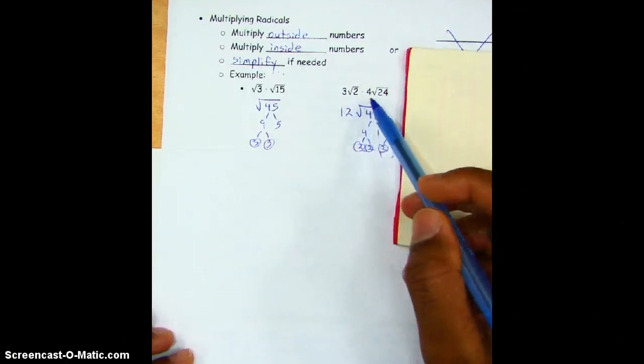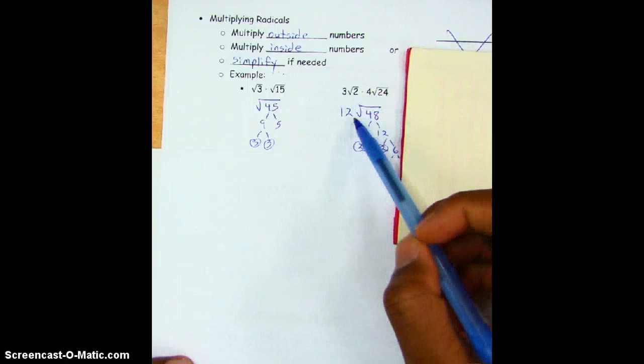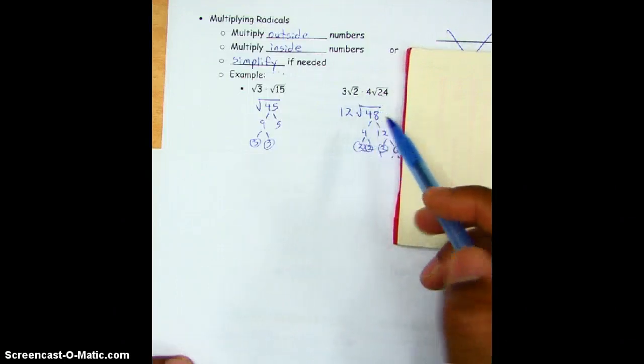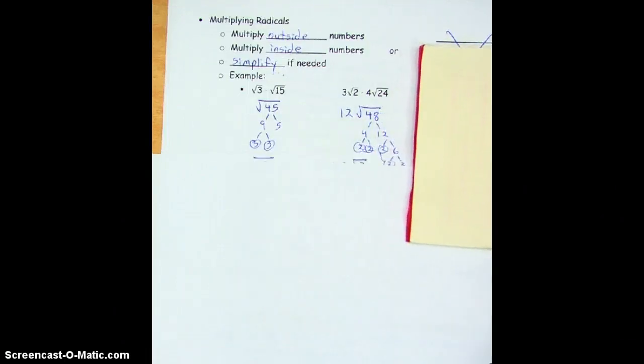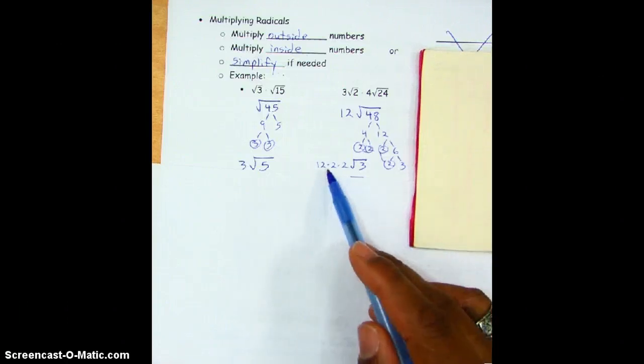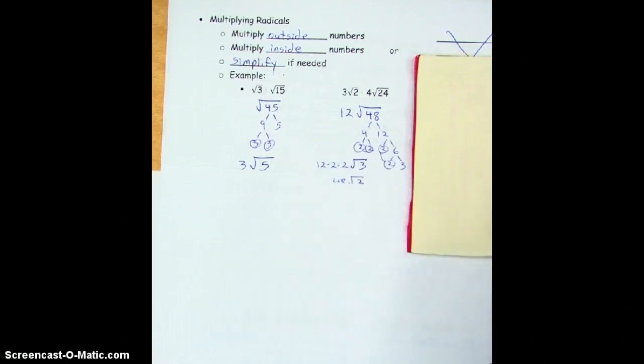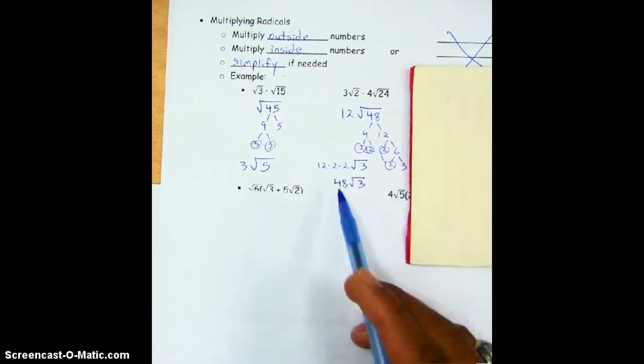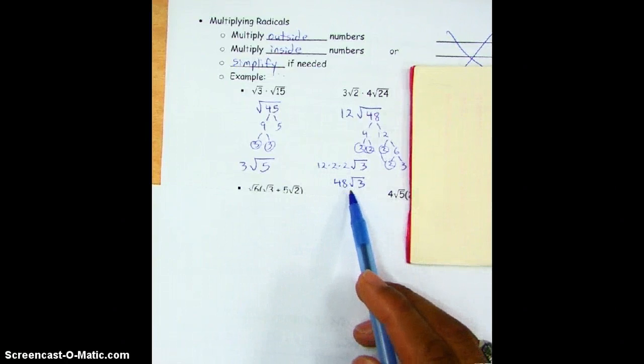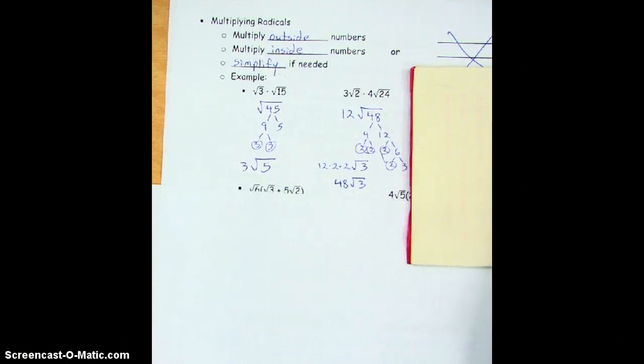3 square root of 2 times 4 square root of 24. So 3 times 4 is 12. 2 times 24 is 48. And then here is the work with the factor tree. And when we multiply them together, 12 times 2 times 2, and we got the 3 left over, so the 3 is out in the radical. 12 times 2 times 2 is 48, so we end up with 48 square roots of 3.